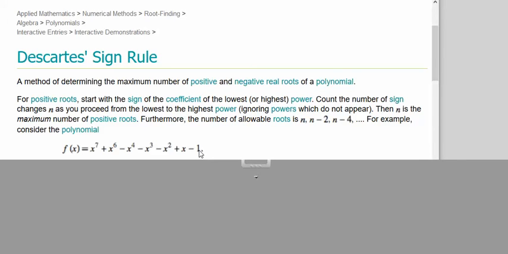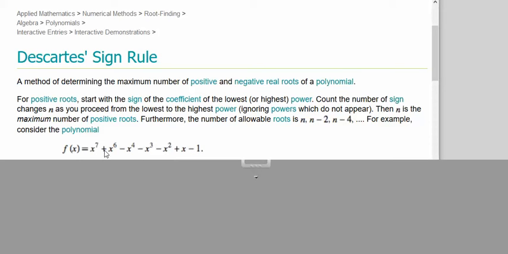Descartes' rule of signs is a method of determining the maximum number of positive real solutions and the maximum number of negative real solutions. What we do is we just look at the coefficients and we count the sign changes. It's actually fairly easy to use. My coefficients here are 1, 1, negative 1, negative 1, negative 1, positive 1, negative 1. So let's see how many times the signs change.